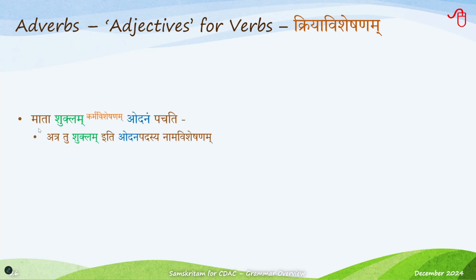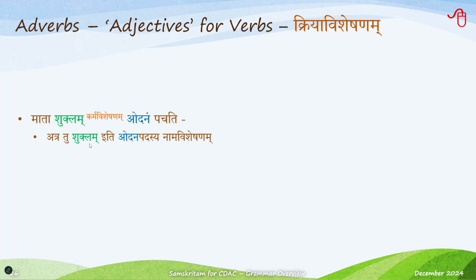So for example, Mata Shuklam Odanam Pachati. So here Shuklam Odanam Pachati. So Mata Odanam Pachati. Mother cooks the rice. Okay. So Shuklam Odanam Pachati. So this is a karma visheshana. So this is a normal noun visheshana. White rice she cooks. Shuklam Odanam Pachati.